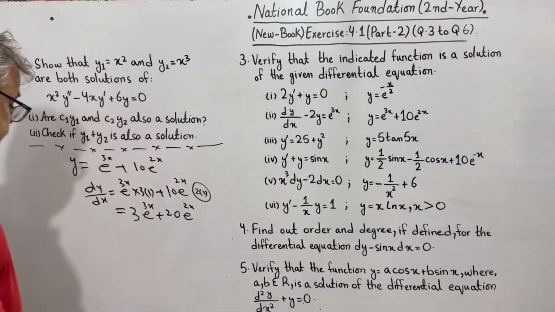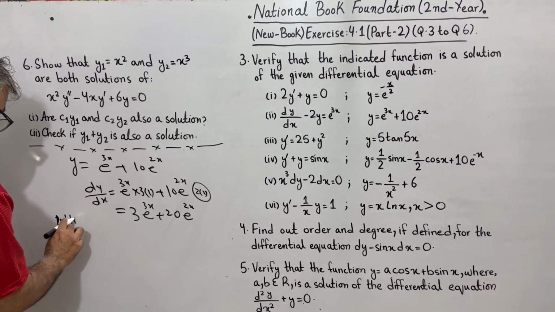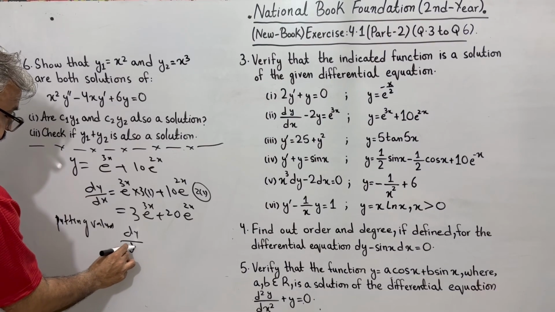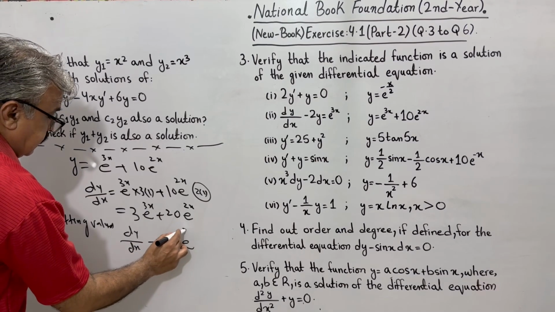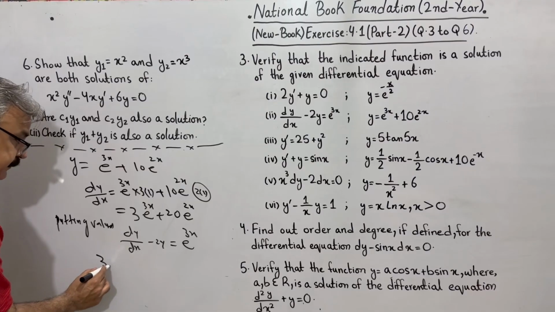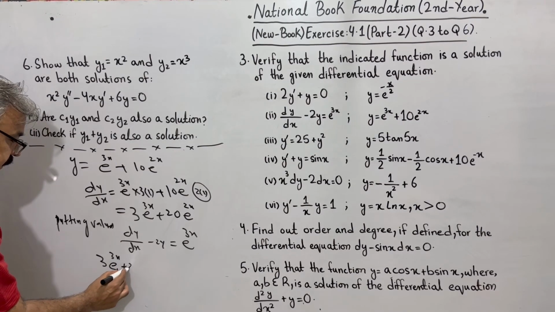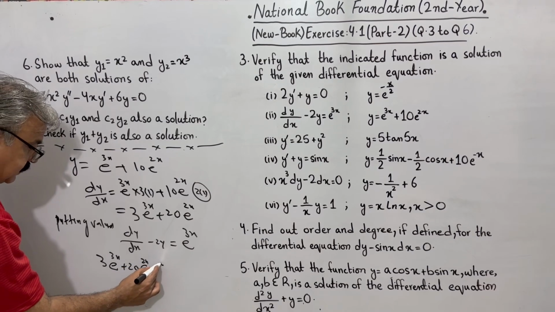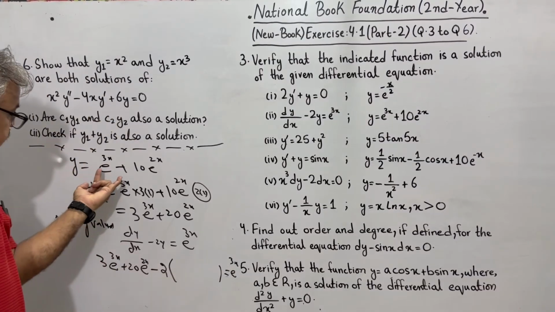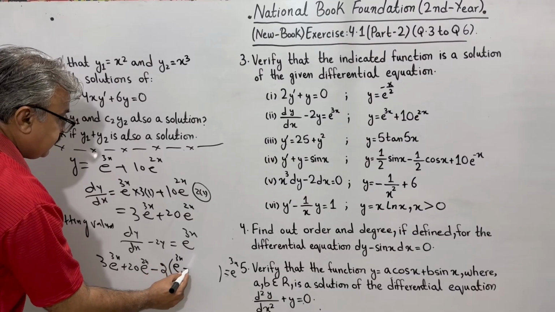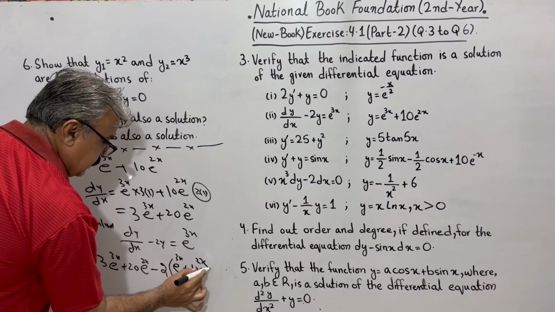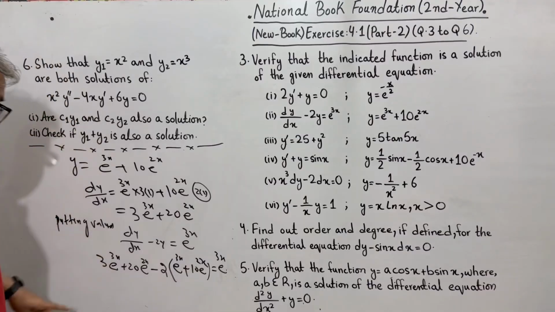So we have to put in the values in the given differential equation, that is dy/dx - 2y = e^(3x). dy/dx is equal to this one, 3e^(3x) + 20e^(2x), minus 2 times the value of y, which is e^(3x) + 10e^(2x), bracket over, that's equal to e^(3x).